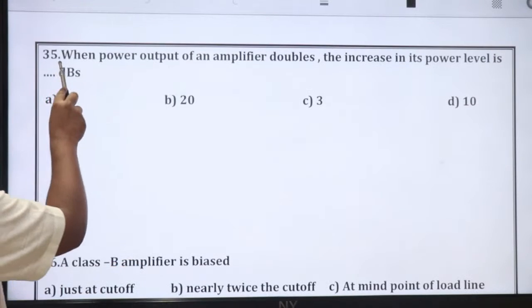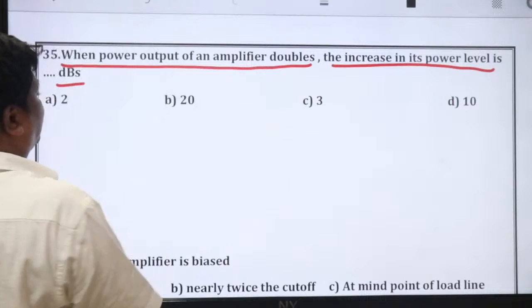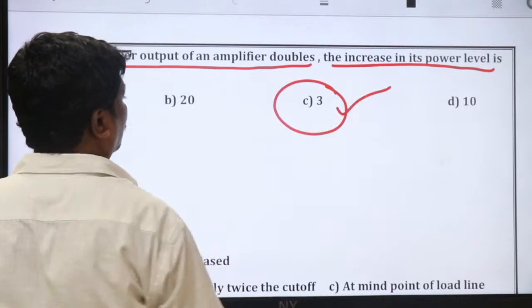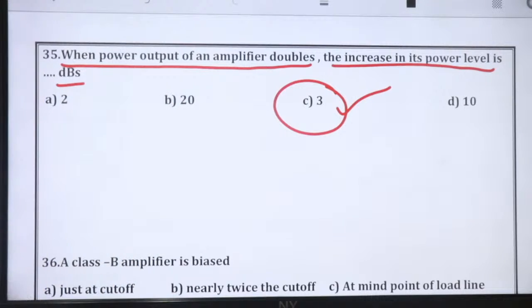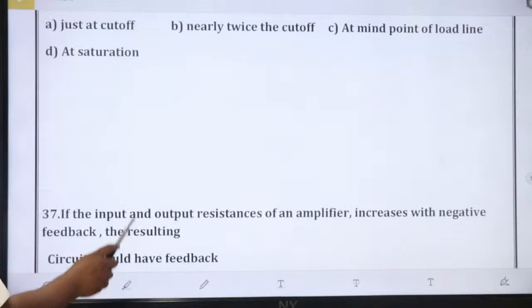Next, when power output of an amplifier doubles, the increase of its power level in decibels is? Double the power means 3 dB, 3 decibels. Half power or double the power is 3 decibels. 3 dB frequencies are nothing but half power frequencies or double power frequencies.